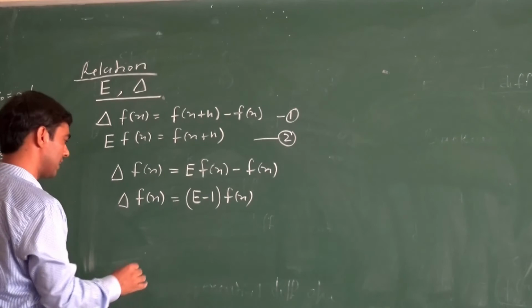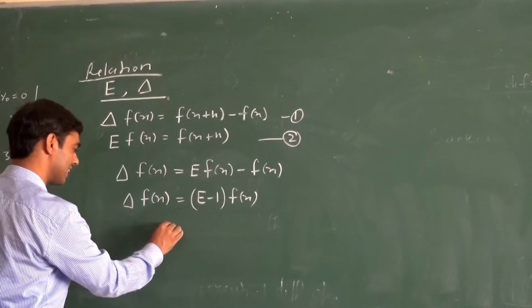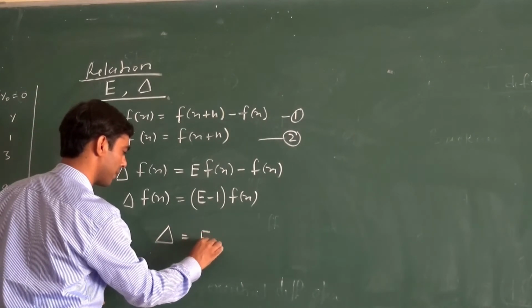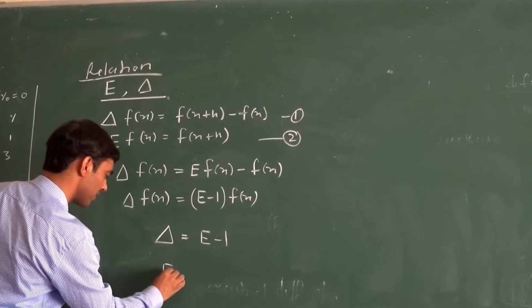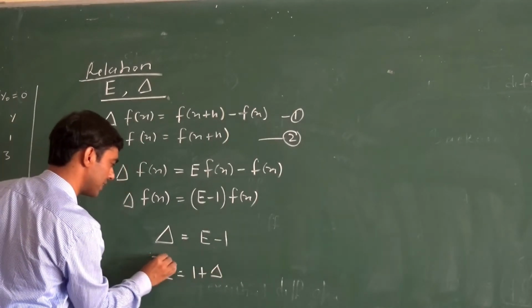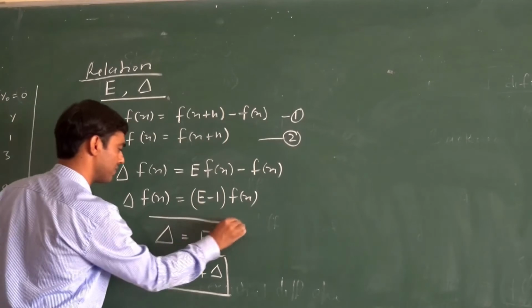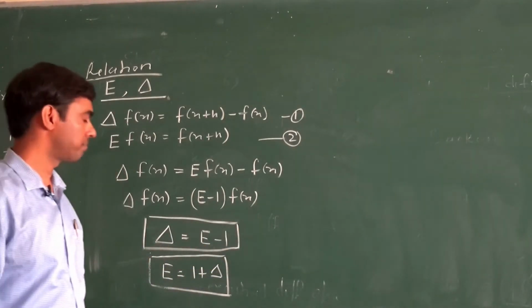So if we compare, in terms of the difference operator, what is the relation? The relation becomes Δ = E − 1, or E = 1 + Δ, the forward difference operator. So this one is the relation between E and the forward difference operator.